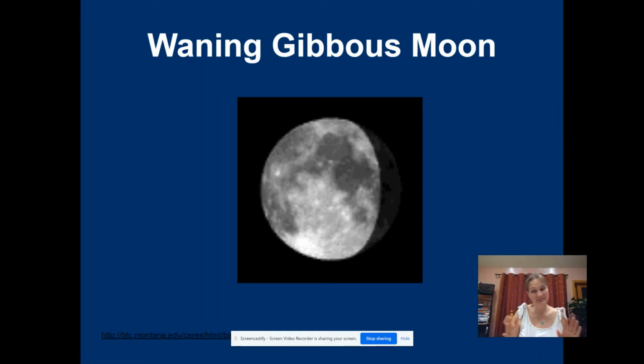And now it starts going away. We have to wave goodbye to it. So now you'll notice that the opposite side, the right-hand side of it, is getting darker. Oh, and by the way, this is also what we see in the northern hemisphere. It would appear different to those who live in the southern hemisphere. This is what we see in the northern hemisphere.